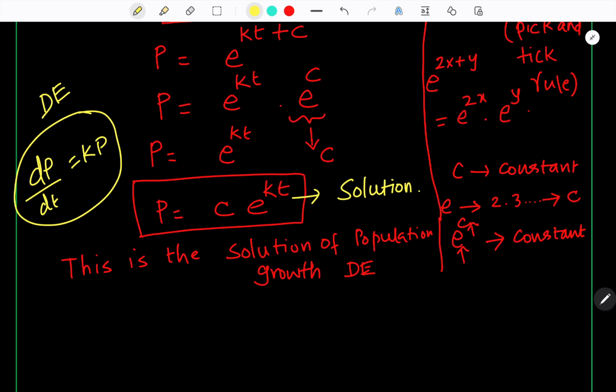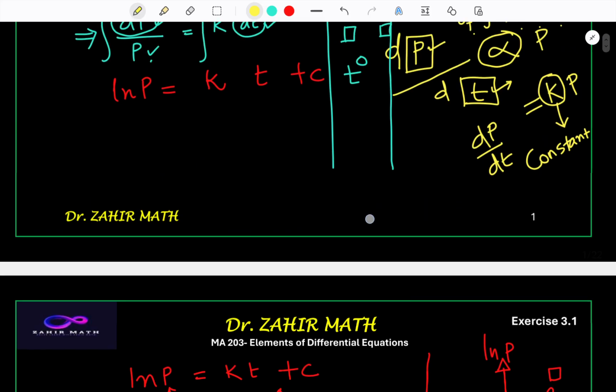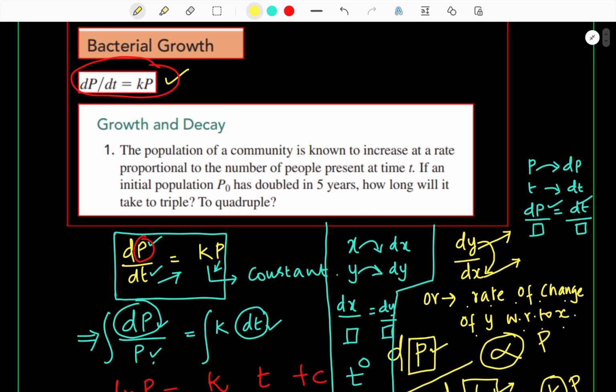So for every question on the population model, first you need to find this step. Once you find this step, that is the solution. After that, you can start the solution for the current question, which means the particular question given in the test or exams. Let us read this question. A population of a community is known to increase at a rate proportional to the number of people. So at time t, dp by dt is proportional to p.